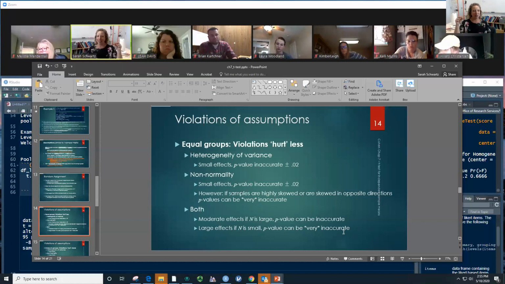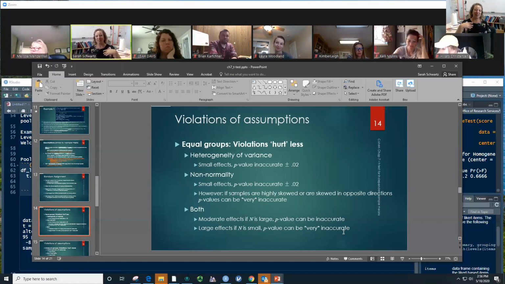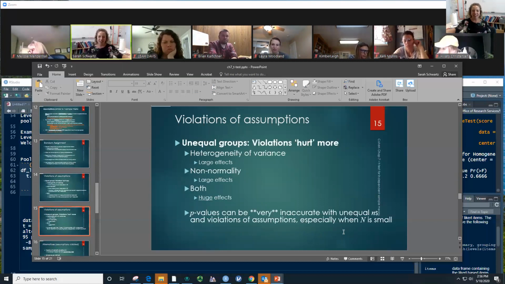Now, even if you plan to enroll groups of the same size, what happens during a study with human people? People move away. They decide they don't want to participate anymore. We have dropout and attrition, but you want to always try to get equal groups. If you have unequal groups and you have your violations to homogeneity of variance, violations to normality, those things can really hurt the accuracy of your results. Now, if you have one violation, that hurts a little bit, but if you have two, it's more than doubly as bad.